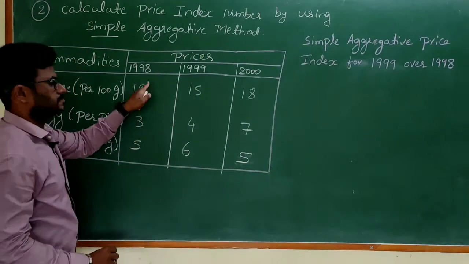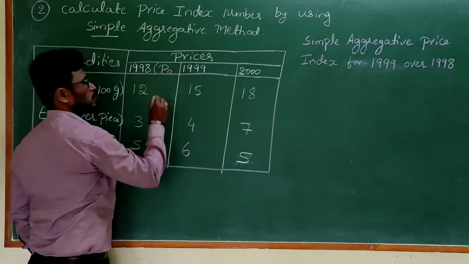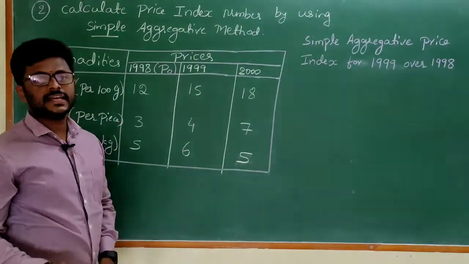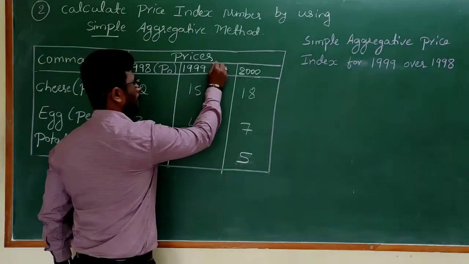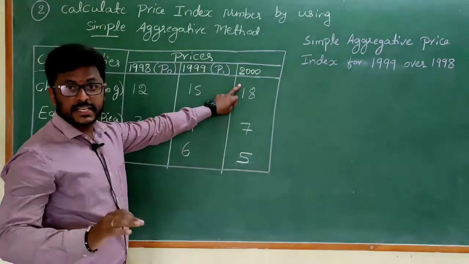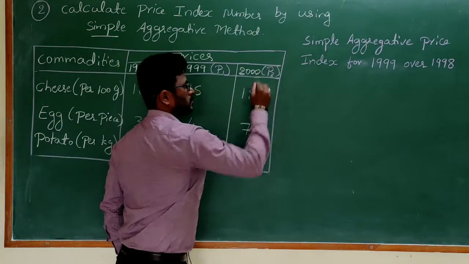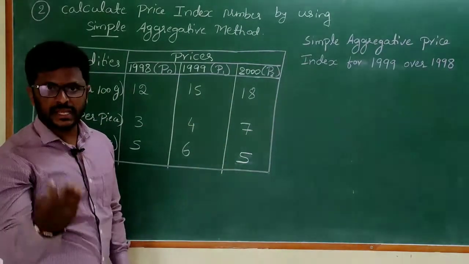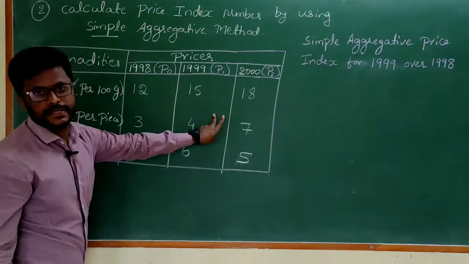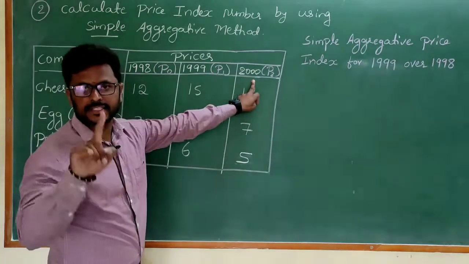First year information we can denote as the base year, P0. Second year information is the present year, so we can denote it as P1. In the next year 2000, it is also a current year, so we can denote it as P2. So, in this problem they are given 3 years of information. One year we indicate as the base year, 2 years as current years. First current year we indicate as P1, second current year as P2.